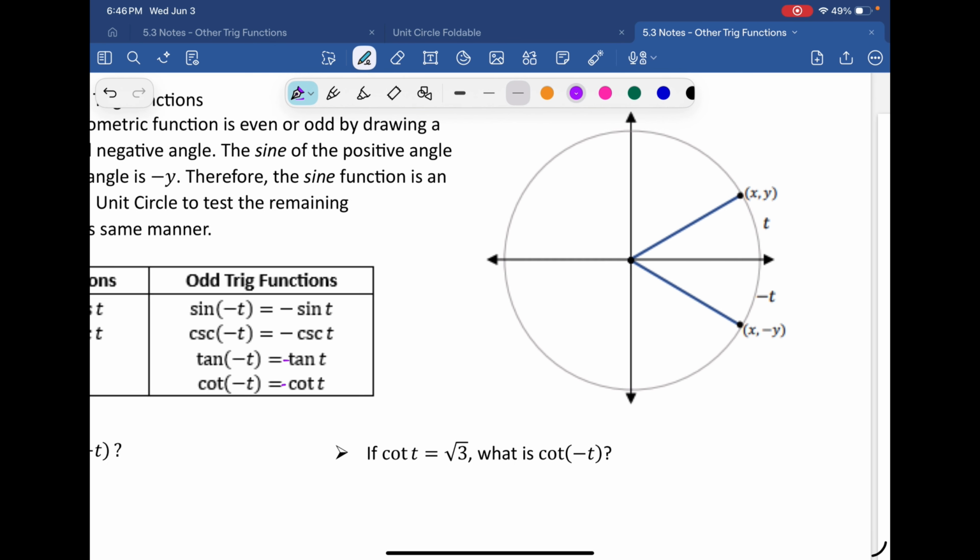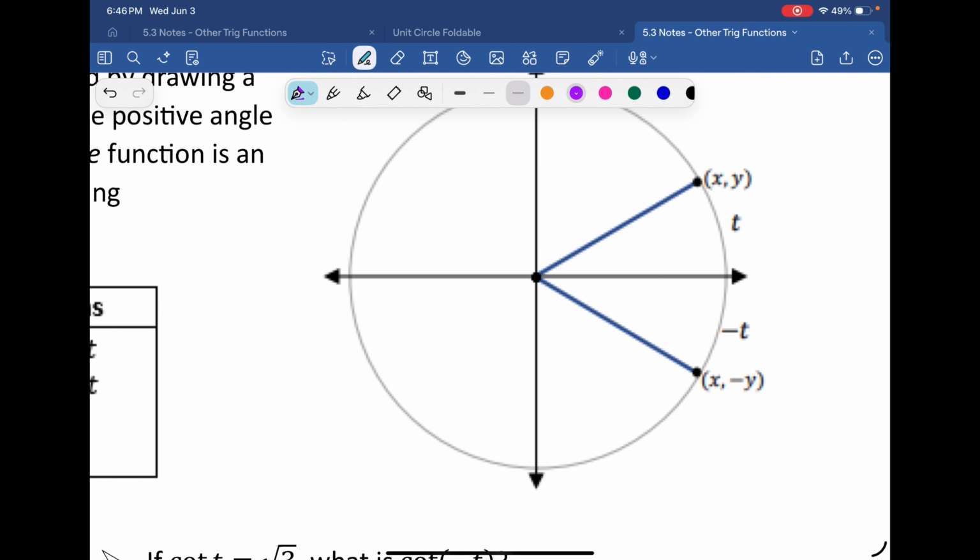Well, we can use our unit circle to show why this works. So I have t and negative t. If I do cosine of t on the unit circle, that's going to give me x because it's a coordinate. If I do cosine of negative t on that unit circle, that gives me positive x. That's what makes it even. And if I do sine, okay, sine is going to be that y. But if I do sine of negative t, so that's opposite, that's negative y. That's what makes it odd.